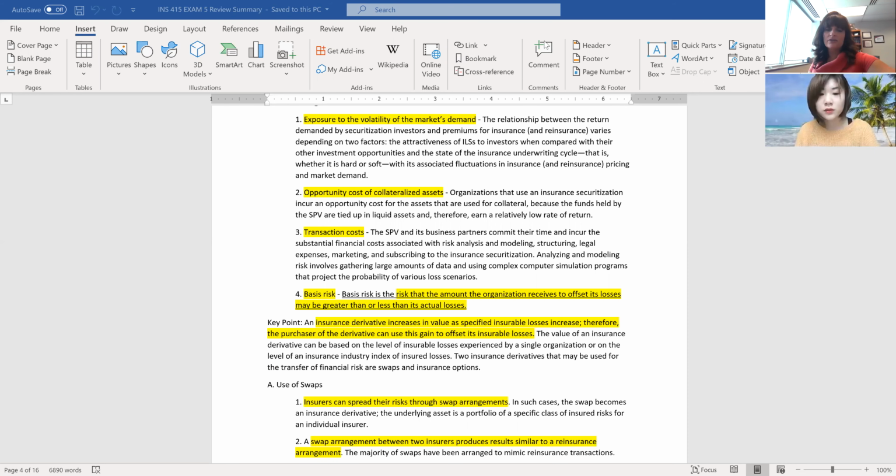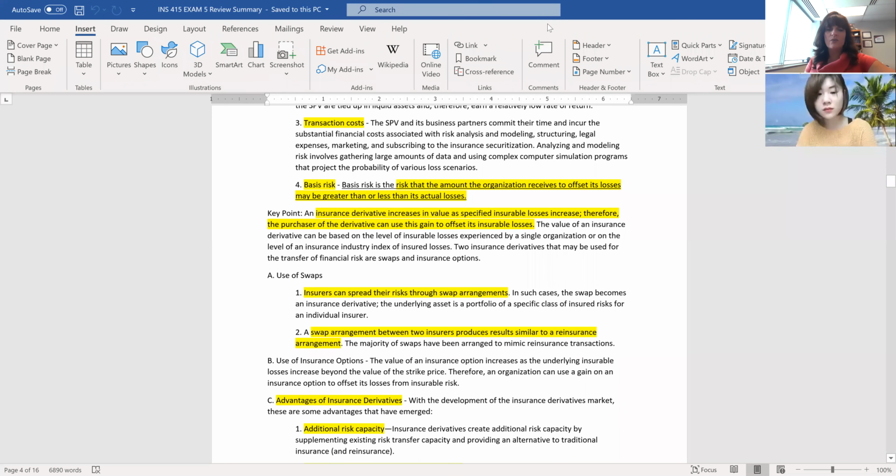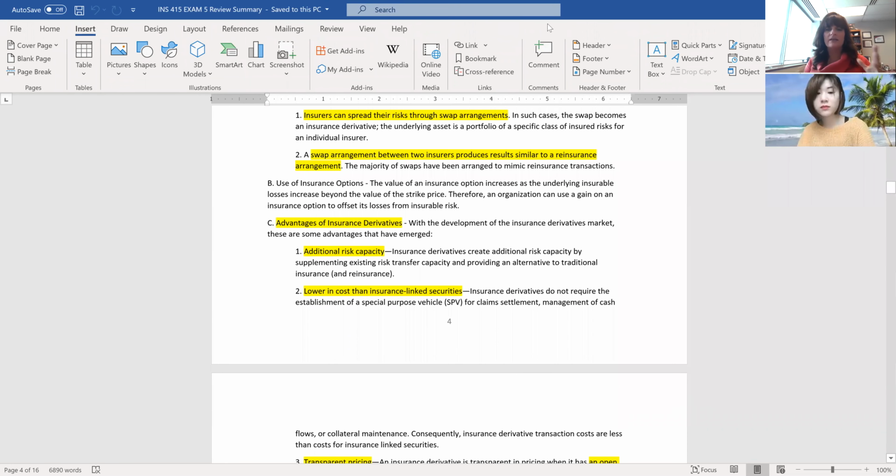Moving on to the insurance derivatives, as the losses increase, the value of the insurance derivative also goes up, and that way the gain from that is used to offset any losses. Some insurers can spread their risk across a swap arrangement, which basically is between two insurers, producing kind of a reinsurance arrangement. So what are the advantages?